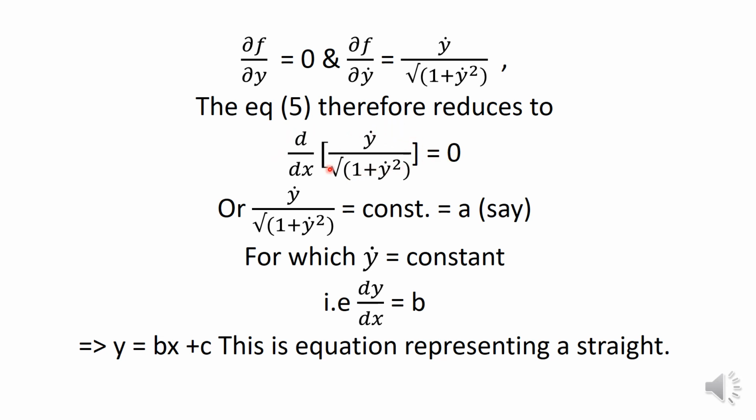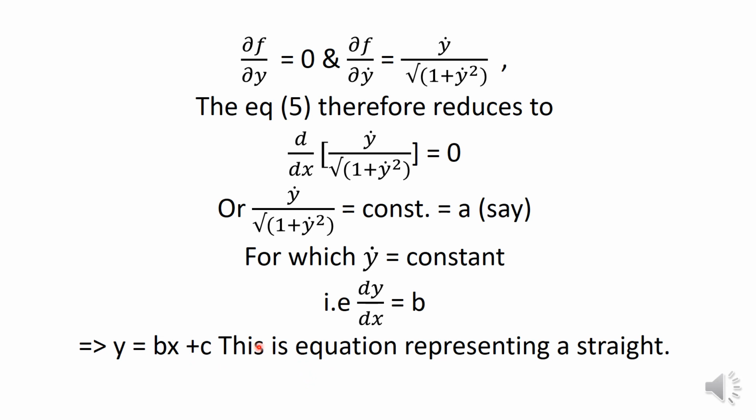And solving this, that is, we integrate it, then we find ẏ by the square root of 1 plus ẏ squared is equal to a constant, say a. And from this equation, if we solve for ẏ, which is also a constant, that means ẏ is equal to a constant, say b, that is dy/dx is equal to b. And if we integrate it, we find y is equal to bx plus c, where b is the constant. This equation represents a straight line.